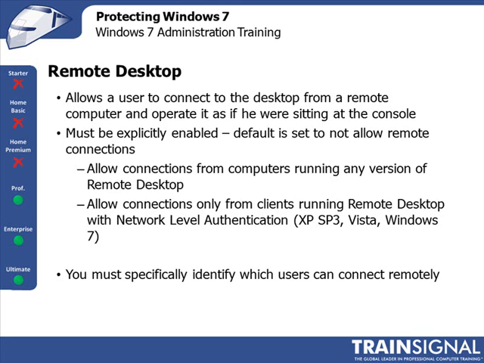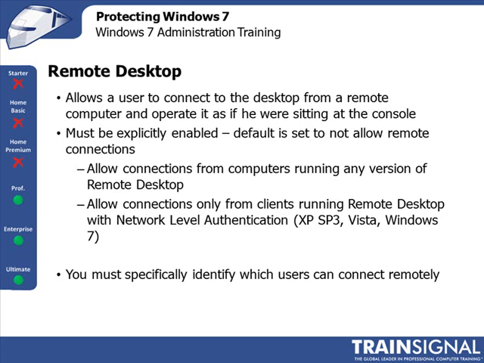Or you can allow connections only from clients that are running a remote desktop client with network level authentication. This includes Windows XP with Service Pack 3, Windows Vista, and Windows 7 desktops, and also Windows Server 2008 and those other server-based operating systems that also have a remote desktop client. This is a much more secure way for Windows to work. Network level authentication adds an additional layer of security to a remote desktop connection that wasn't available in the past. So whenever possible, you should allow connections only from clients that are running remote desktop with network level authentication.